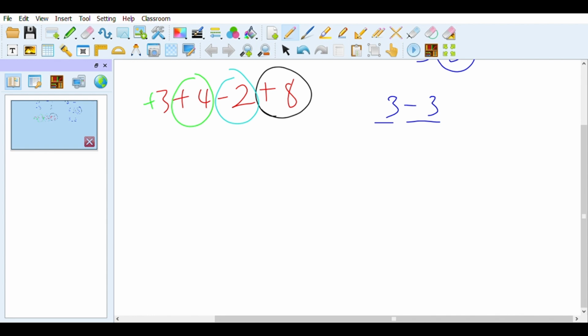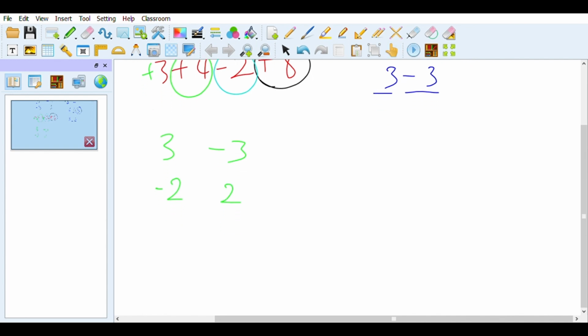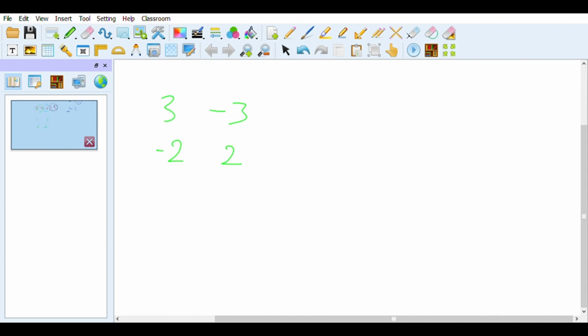If we have 3, the additive inverse of 3 is minus 3. If we have minus 2, the additive inverse is 2. So the additive inverse of a number is that number with an opposite sign. If it's positive, the additive inverse is the negative of that number. So the additive inverse of minus 1 is 1. Always remember that this is plus 1.